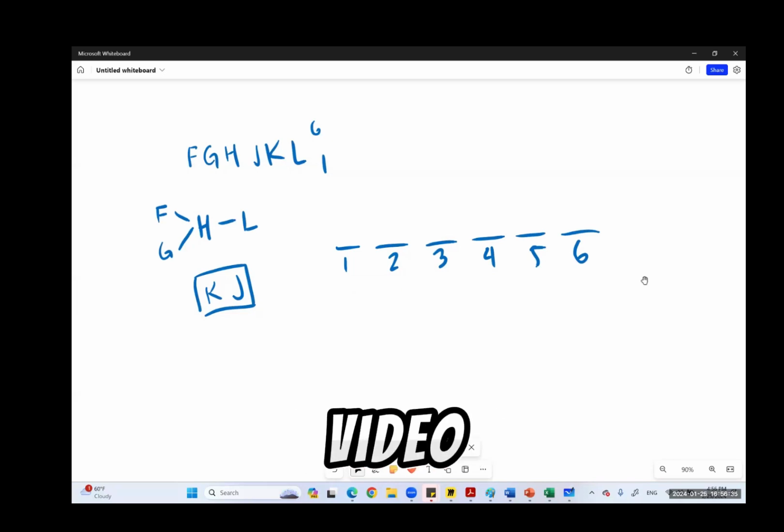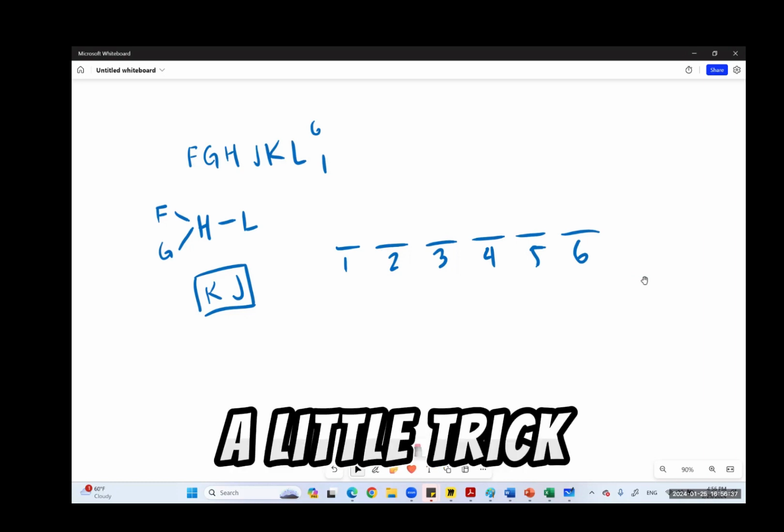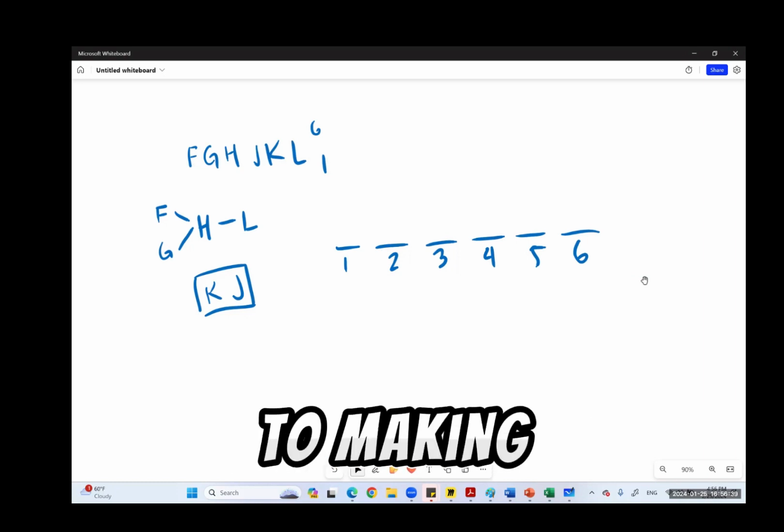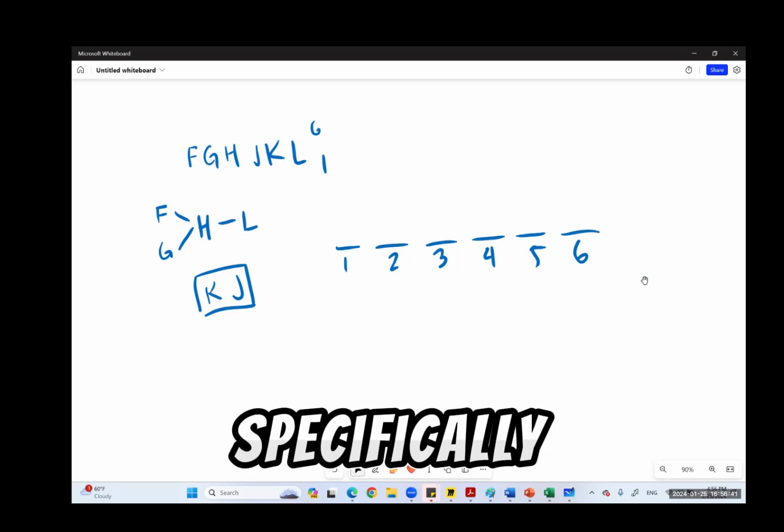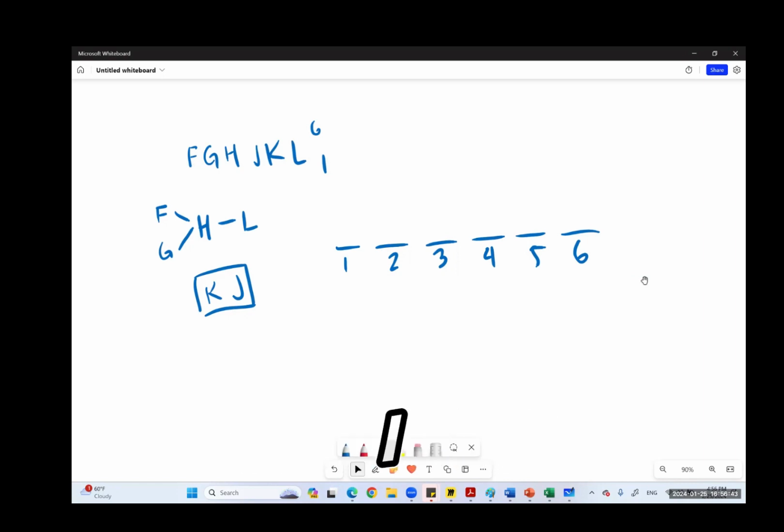And in this video, I wanted to share with you guys a little trick you can use when it comes to making inferences. Specifically, this is a type of inference that I found helped a lot of my students when it came to sequencing games. Now, you might have also heard this being called ordering games, linear games. They are all essentially the same thing.